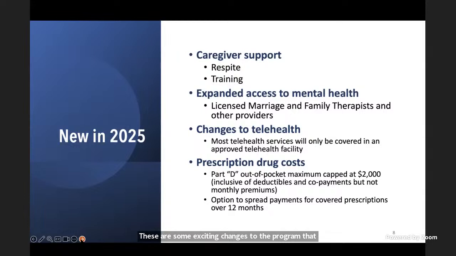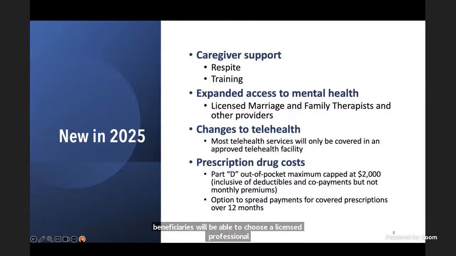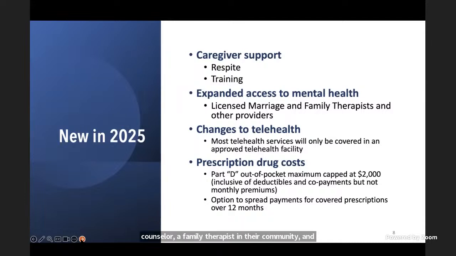There will also be expanded access to mental health. So, licensed marriage and family therapists, addiction counselors, and other professional counselors will be able to bill Medicare for their services. So, older adults who are Medicare beneficiaries will be able to choose a licensed professional counselor or a family therapist in their community, and Medicare will provide payment to those professionals for their services.